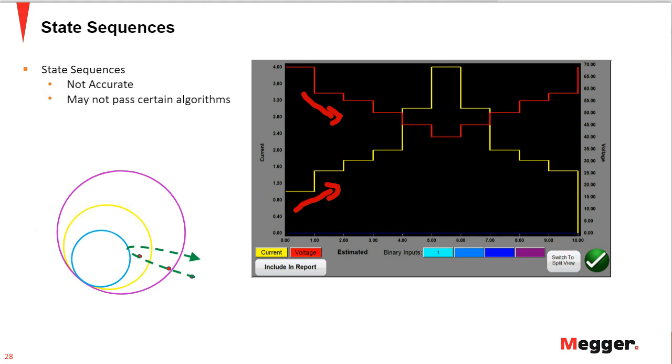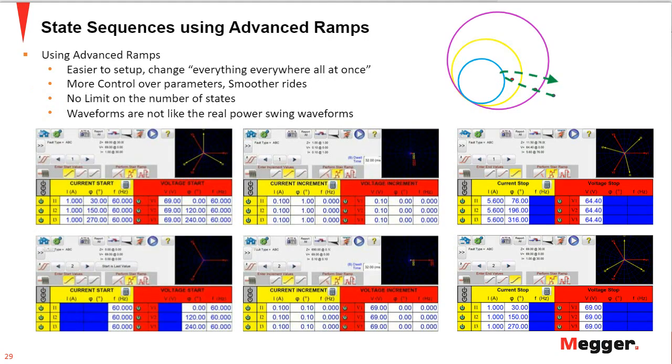So if the current increases and the voltage decreases, the impedance is going to start decreasing. If I move the angles properly, I can see that the angles are going to move in the direction that I want them to move, right? Again, this is not very accurate, and it may not pass some algorithms. Again, I see some people doing it out there. I recommend that they move to a more modern form of testing power swing.